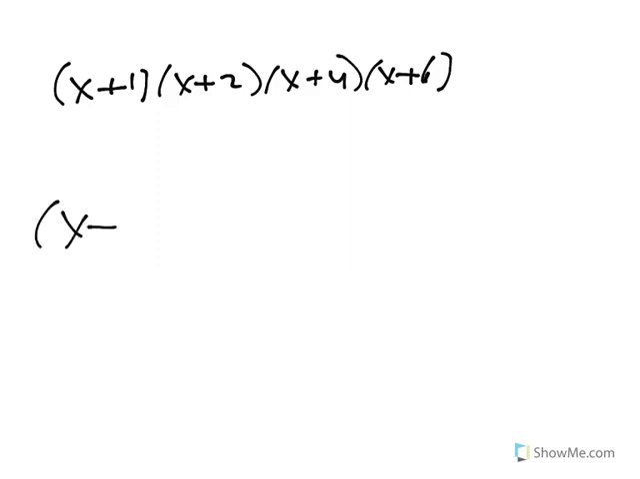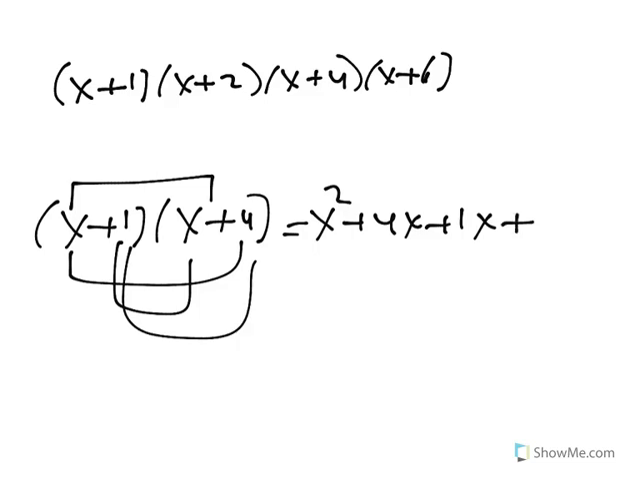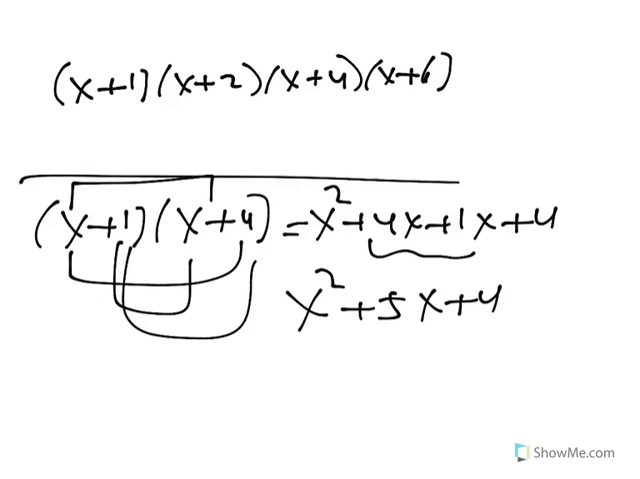Remember FOIL: x plus 1 times x plus 4, let's say. You did the first to get x squared, and the outers to get 4x, and the inners to get 1x, and the last to get 4, and then you combine like terms. Well, the same thing happens when I'm multiplying a whole bunch of binomials together. In this case there's maybe 16 terms.